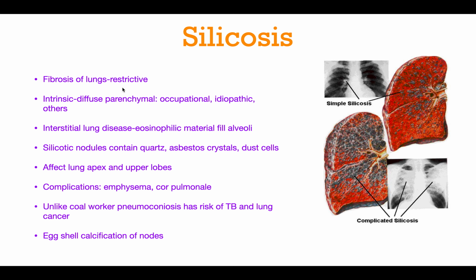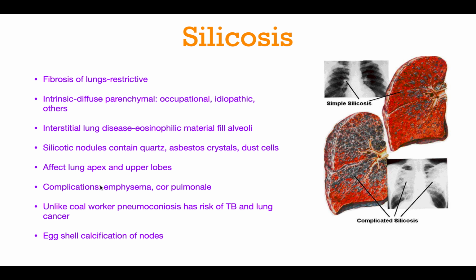Silicosis is going to be a restrictive lung disease, and there are several different types. The intrinsic is going to be diffuse parenchymal, and those are generally the occupational and idiopathic fibrosis. The interstitial lung disease is going to usually be caused by eosinophilic materials that fill the alveoli. And the silicotic nodules are going to contain quartz, asbestos, and these dust cells, which are macrophages. Those generally affect the lung apex and the upper lobes. Emphysema is going to be the complication, and cor pulmonale.